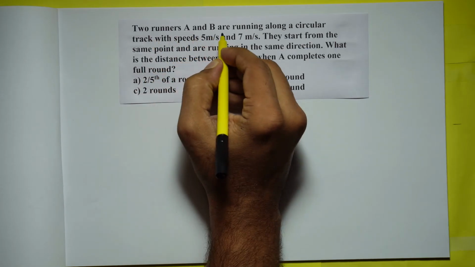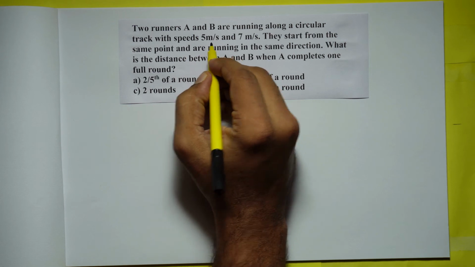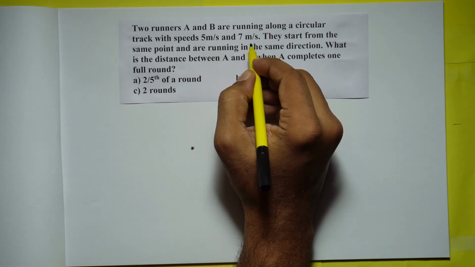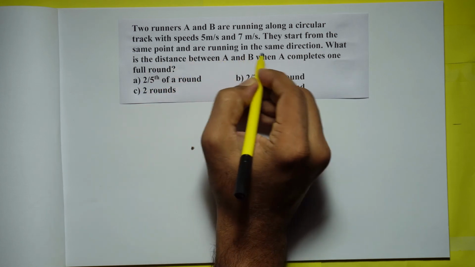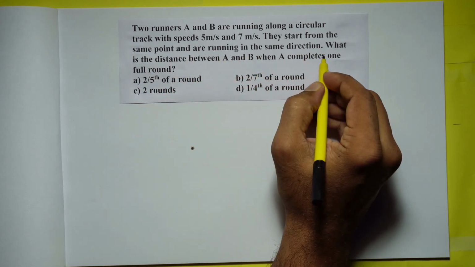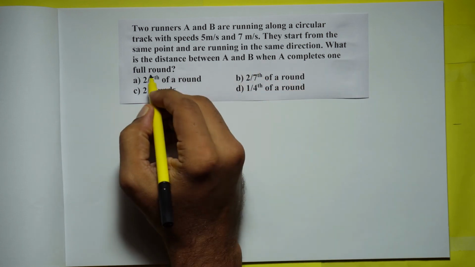Two runners A and B are running along a circular track with speeds 5 meters per second and 7 meters per second. They start from the same point and are running in the same direction. What is the distance between A and B when A completes one full round?